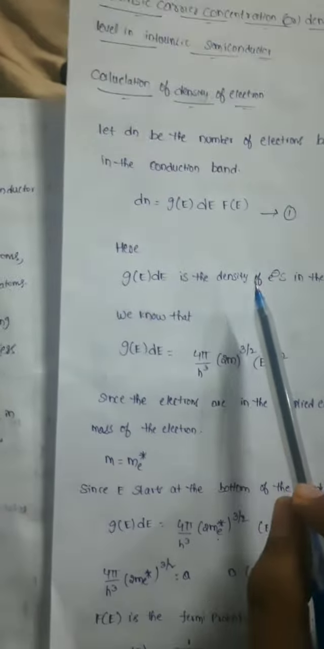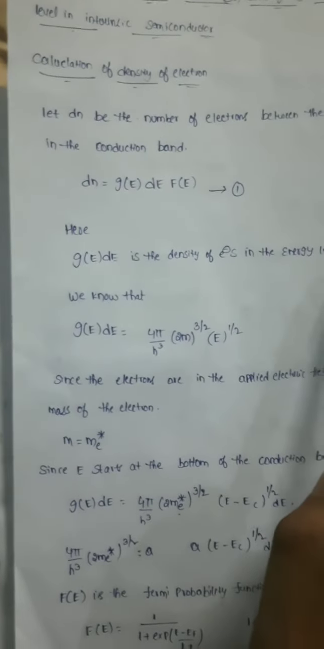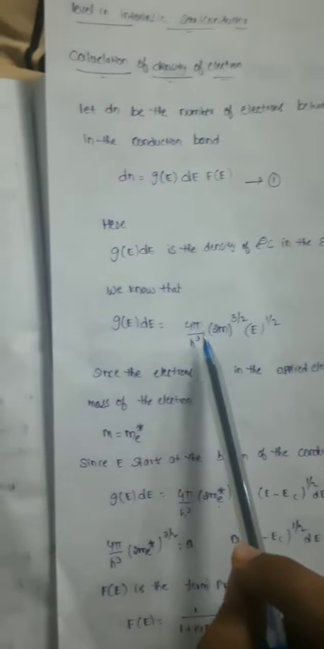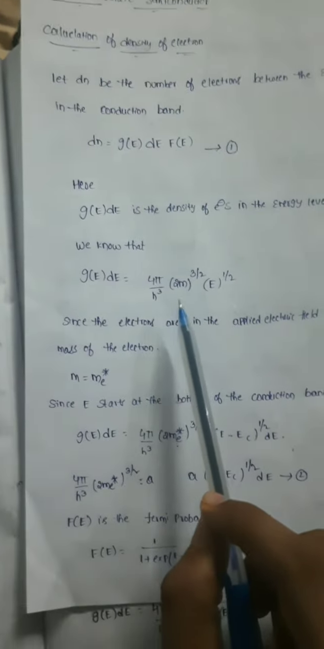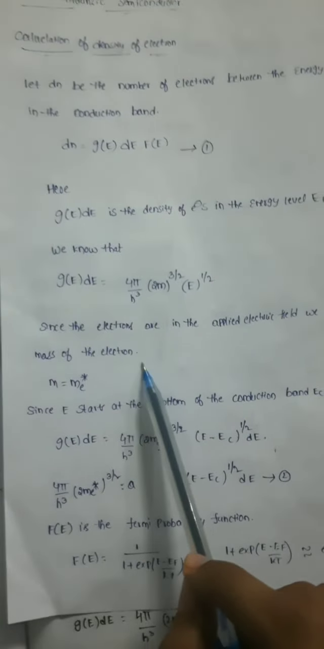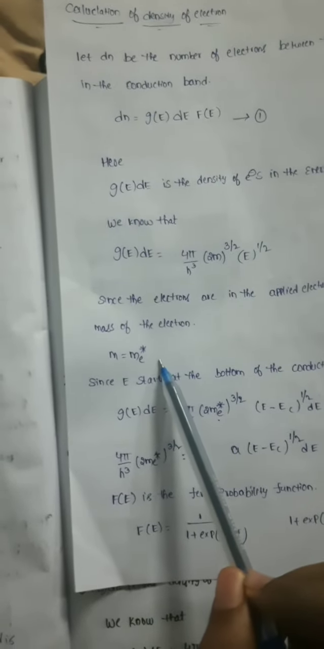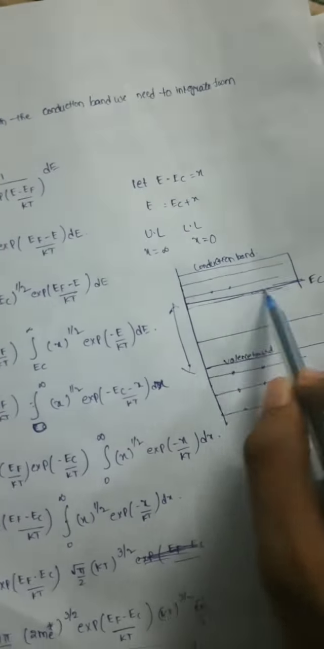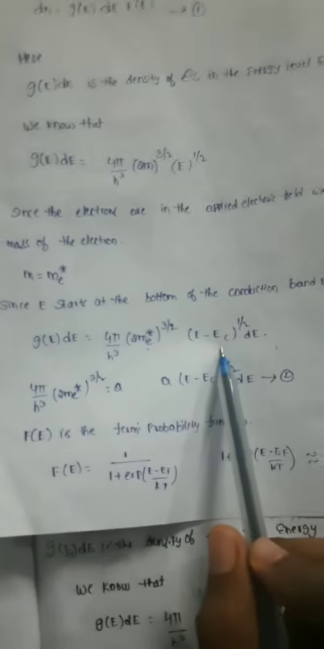Here G of E dE, we know that the density of electrons in the energy level E plus dE is equal to the expression 4 pi by h cube into 2m whole power 3 by 2 into E power 1 by 2. We consider the effective mass of the electron, so we replace m by m star. Here E is replaced by E minus EC. Why? Because we are considering the bottom of the conduction band, so we have to subtract it from the total energy level. So we obtain the expression E minus EC in the place of E.